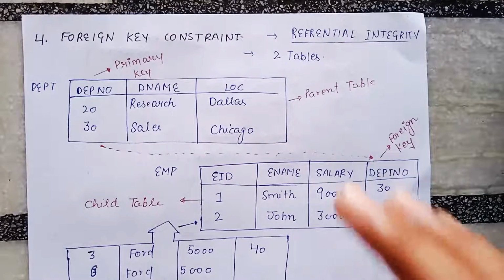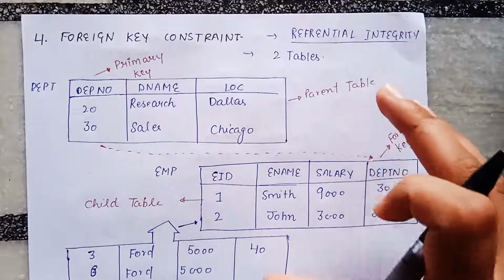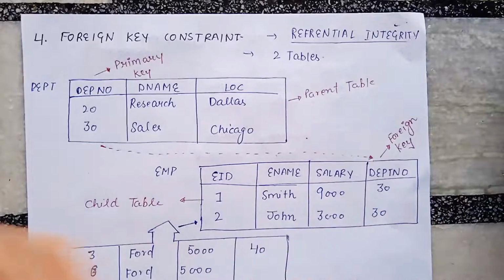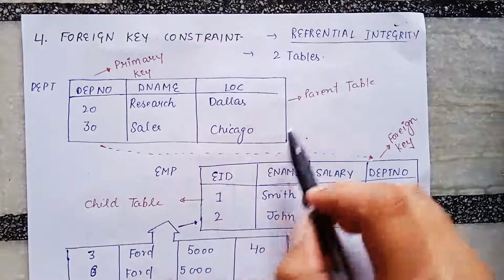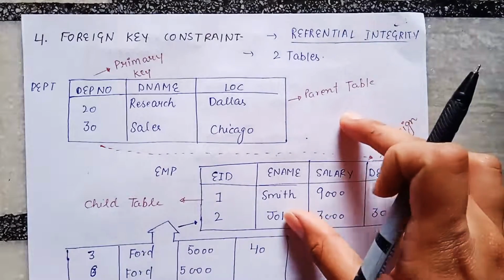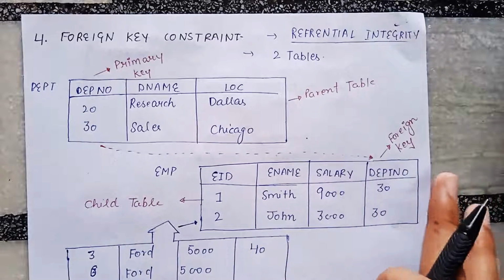Next is the foreign key constraint. Now what does this constraint do? It is used to ensure referential integrity on the tables. Basically this kind of constraint is applied on two tables. Here we have taken two tables, a department table and an employee table. So this type of constraint is used to ensure referential integrity. Now I'll tell you what kind of referential integrity this is.